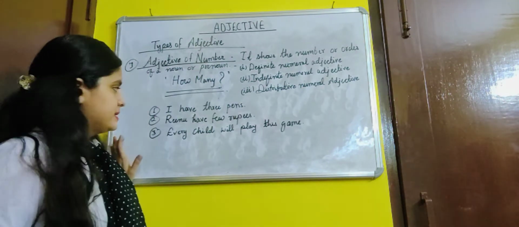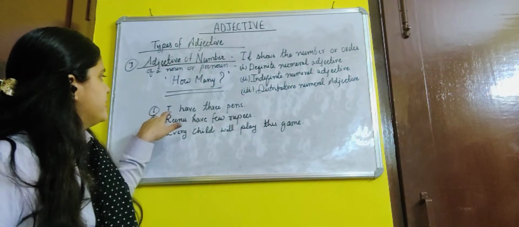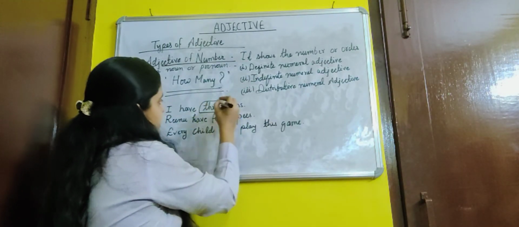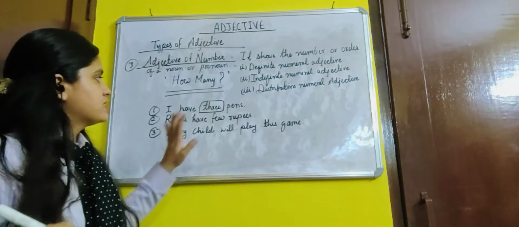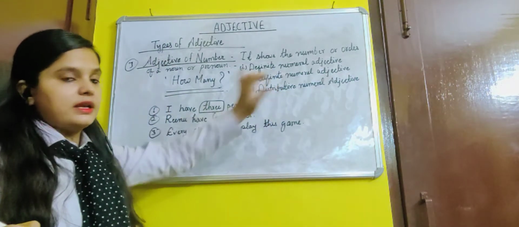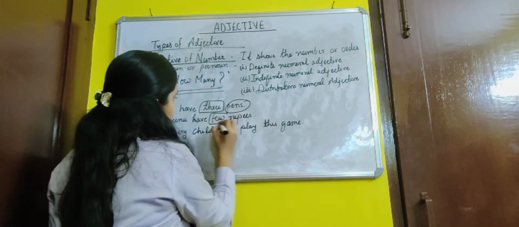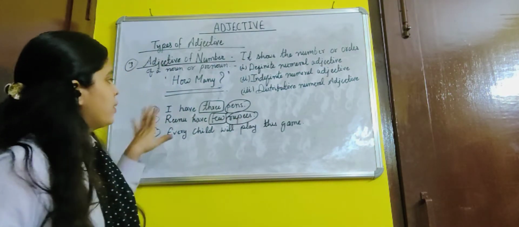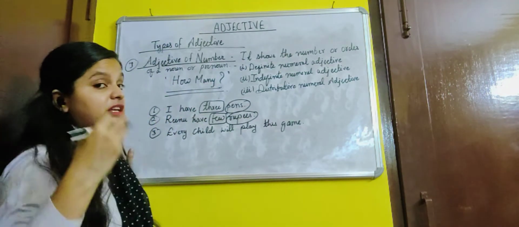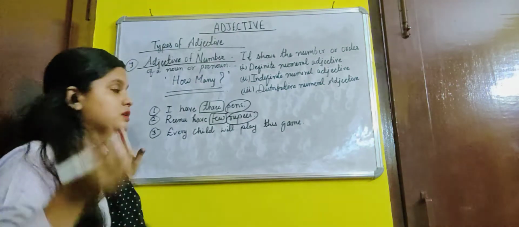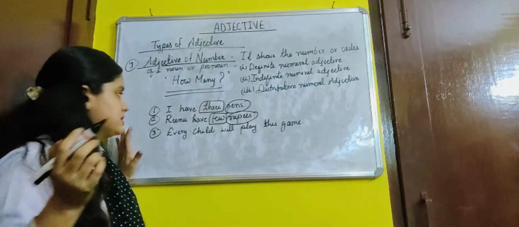Now see all these sentences. First, there is I have 3 pens. Here, the word 3 is an adjective of number because it is showing us the number of a noun, that is pens. See the next sentence, Renu have few rupees. Here rupee is a noun and the word few is giving the answer of how many. If I say how many rupees Renu have, you will say Renu have few rupees.